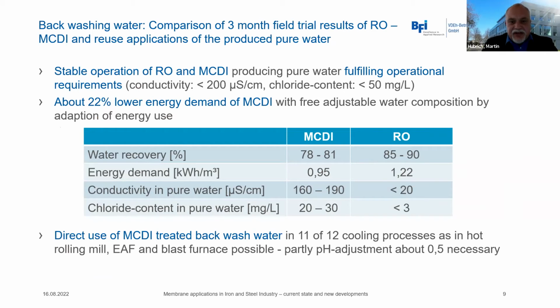And the conductivity, of course, is different, but it's always the question: do I need the high quality water from reverse osmosis, or is it sufficient to decrease the iron content and the conductivity to a certain amount with a lower energy demand? So then we took a look at what we can do with this water. We can use this water as it comes from the MCDI in 11 of 12 possible applications in the iron and steel industry, and in some cases we adjust the pH value by about 0.5.